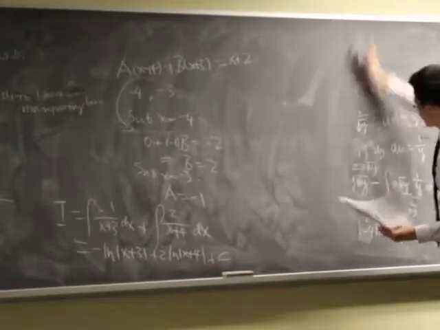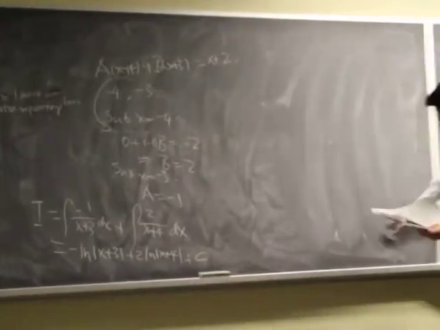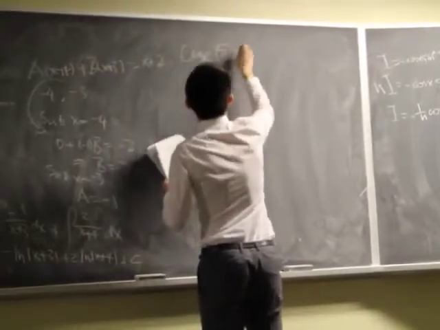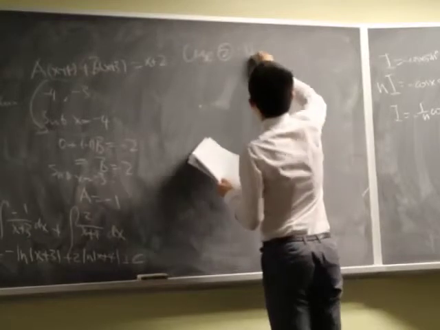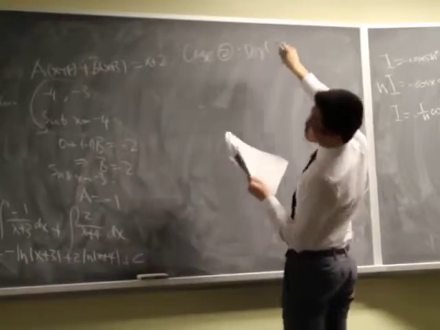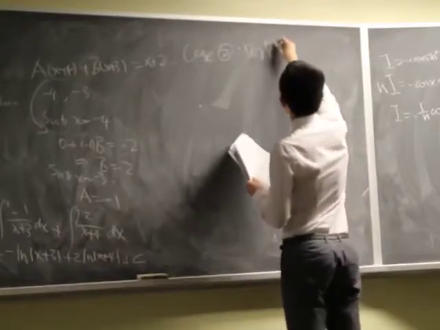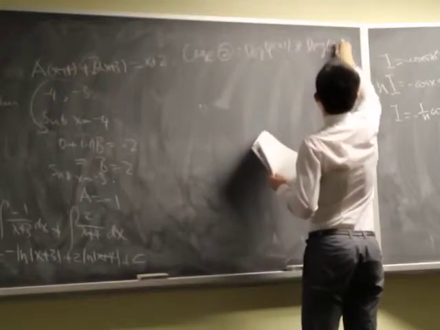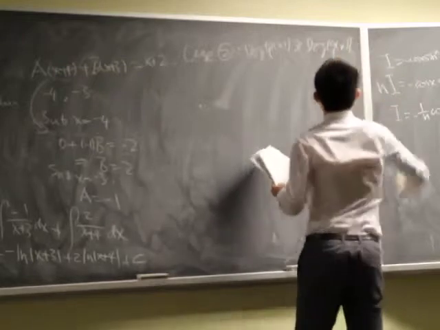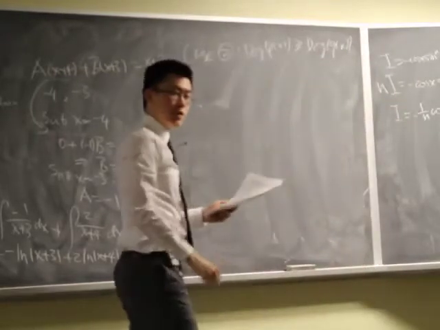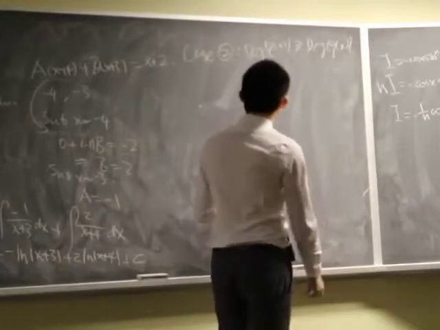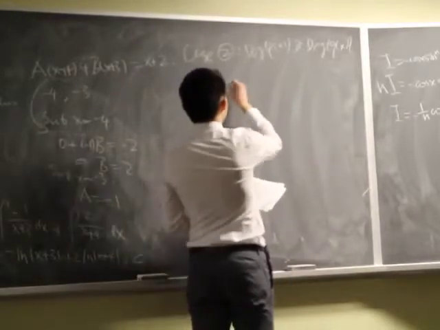Let's say, for example, the degree, and I believe I said the top was p, is greater than or equal to the degree of the bottom, which is q. What do we do in this situation? We use polynomial division.